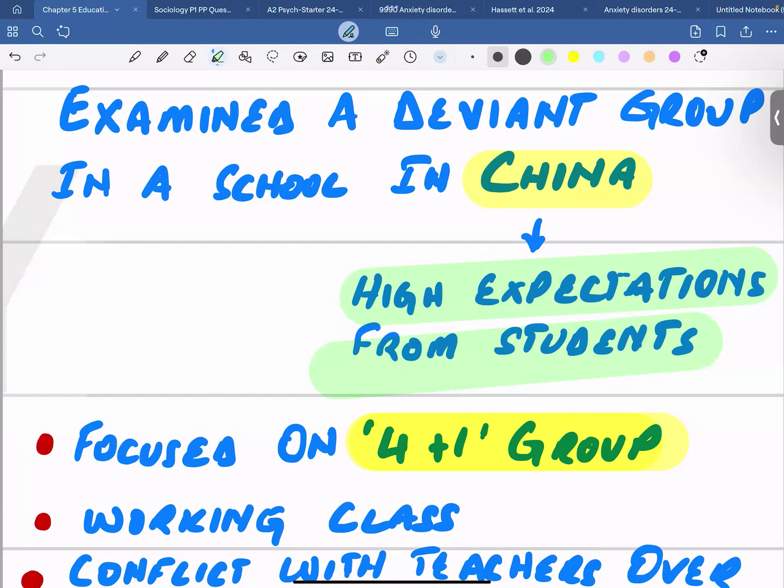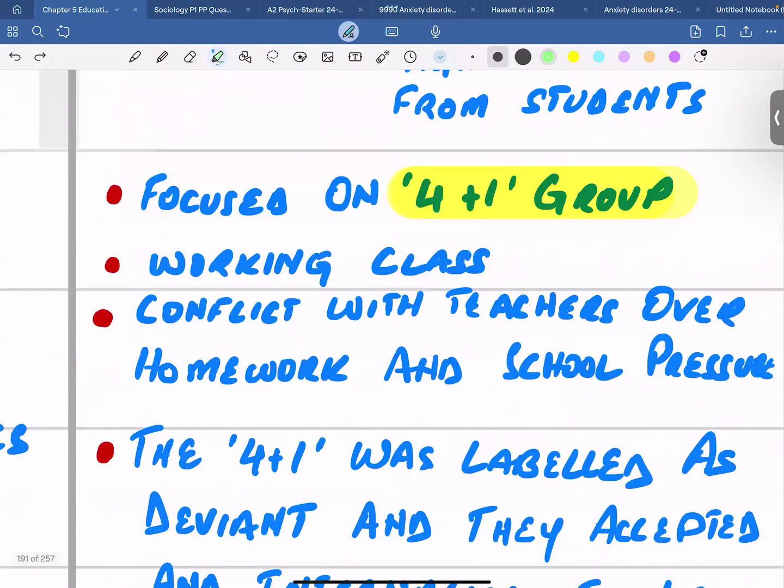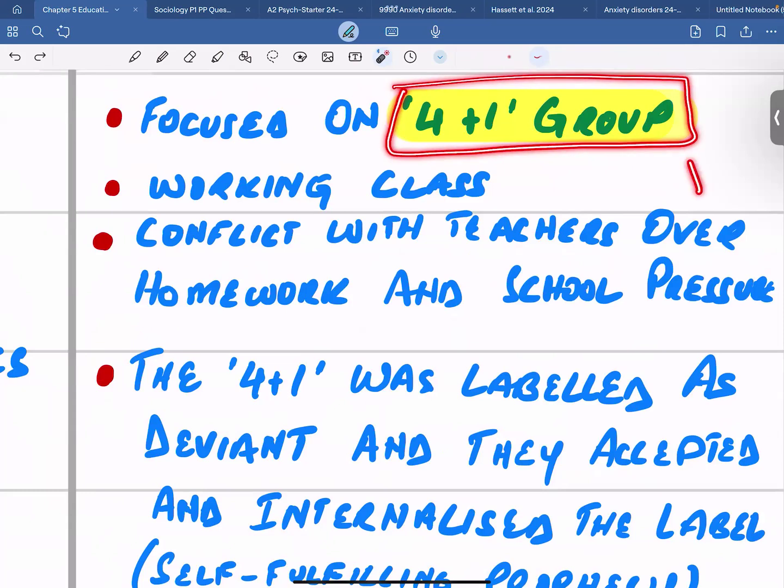Not everyone is ready to put in effort to be able to meet those expectations. Not everyone sees himself or herself to be capable enough to get that A or A star. Now, this research by Liu and Ji in 2017, like I said, examined a deviant group that was formed in a school in China. Because in China there's a very high expectation that both the parents and the teachers have from students. The students feel a lot pressurized, and amongst this pressure, what they found was that this led to the development of a deviant group or an anti-school group, which was referred to by many as the 4+1 group.